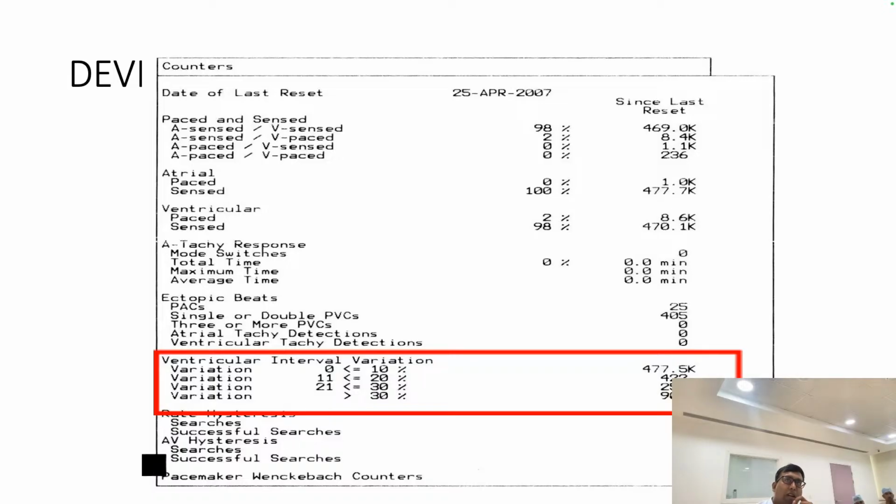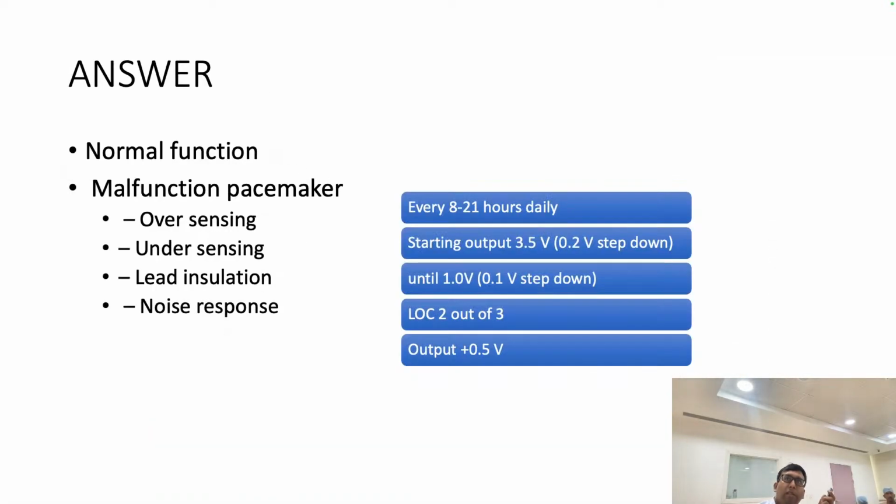So in this whole counter, which has been captured, the most important information he has told is auto capture, or you can say capture management. But what is the most important thing you are getting here? A pace, V sense around 98%. Is it okay? A sense, V sense 98, A sense, V pace is 2%. Is it clear? So, is the answer normal function or malfunction? Normal function. It is a normal function, neither over nor under sensing.